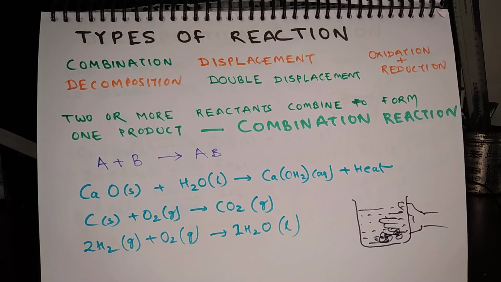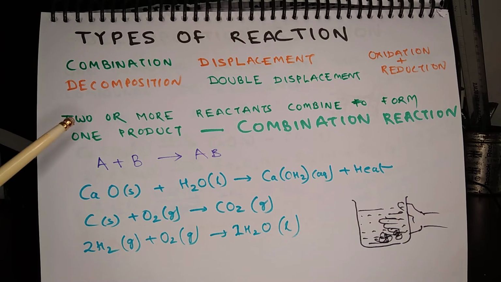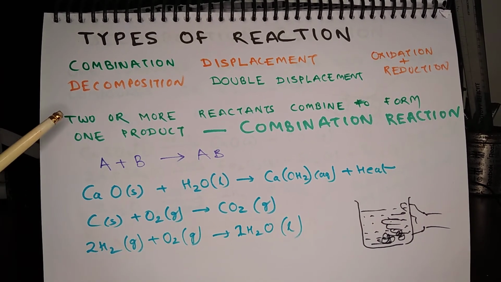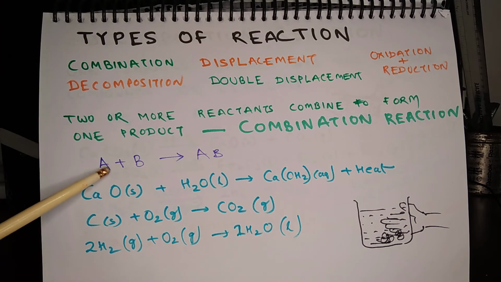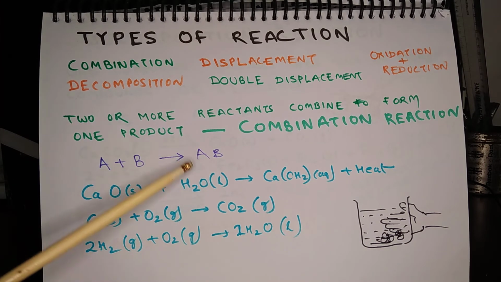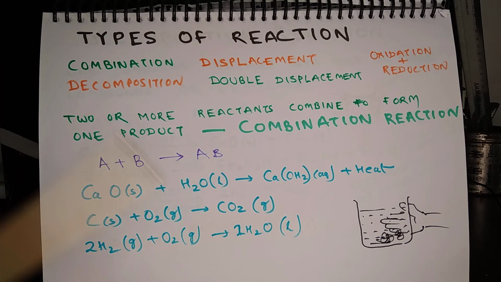So let us start with combination reaction. When two or more reactants combine to form one product, the reaction is called a combination reaction. Here there are two reactants, A plus B, and they are combining to form a product called AB.